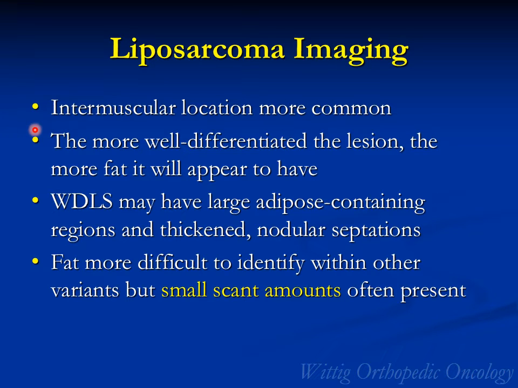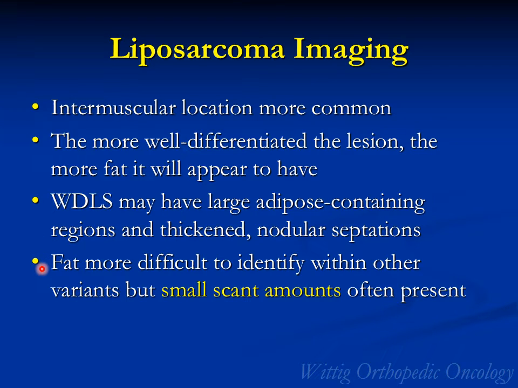Liposarcomas more commonly occur in an intermuscular, or between the muscle, location. And when you think of it, that's where the majority of fat exists, in between the muscles of the extremities. The more differentiated the lesion, the more fat it will appear to have on an MRI. Well-differentiated liposarcoma may have large adipose-containing regions and thickened nodular septations on the MRI. And it's these thickened nodular septations that may help you separate this from a large lipoma.